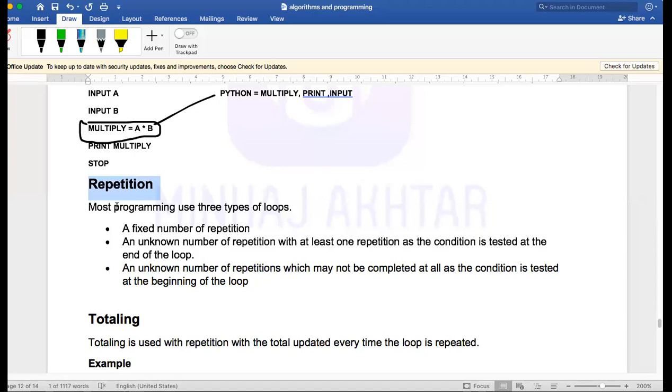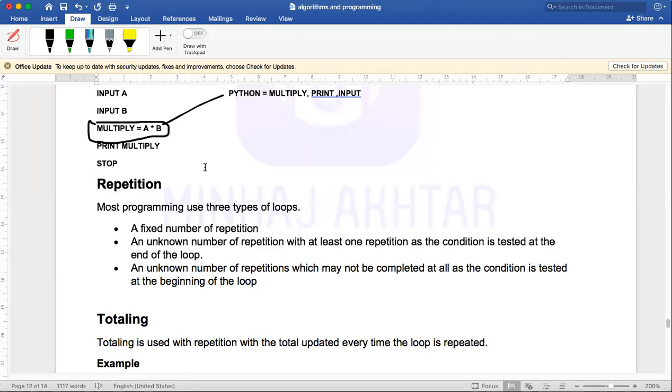Repetition means to repeat things several times in the program if you need. Most programming languages use 3 types of loops. The first loop is a fixed number of repetitions. It is called a for next loop.